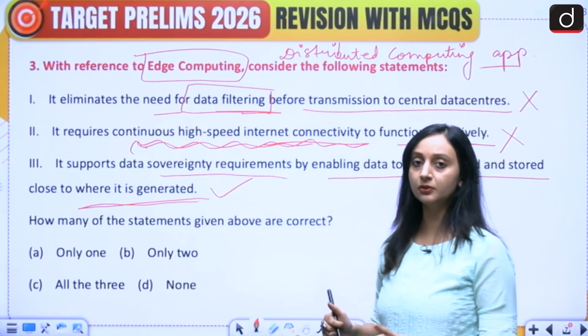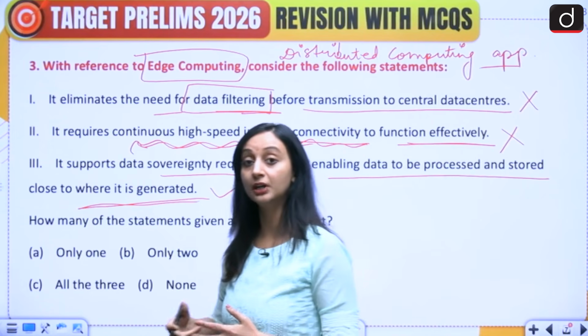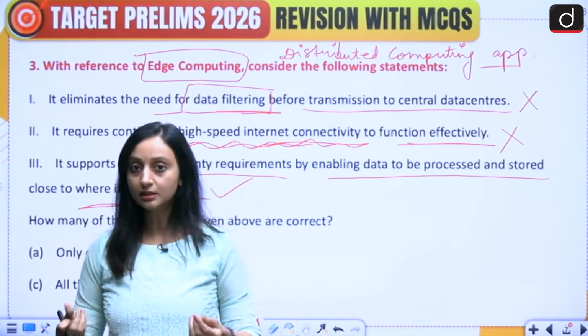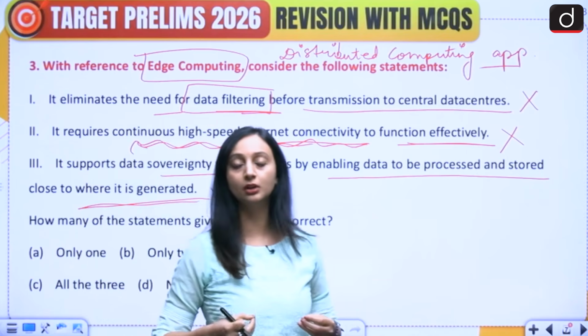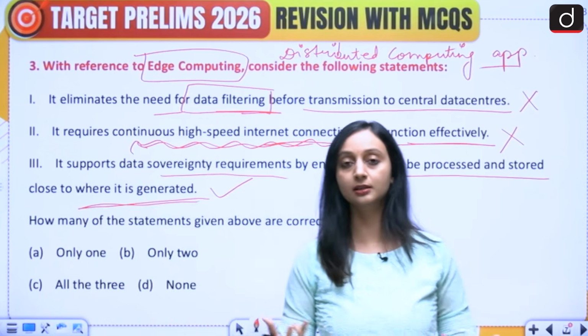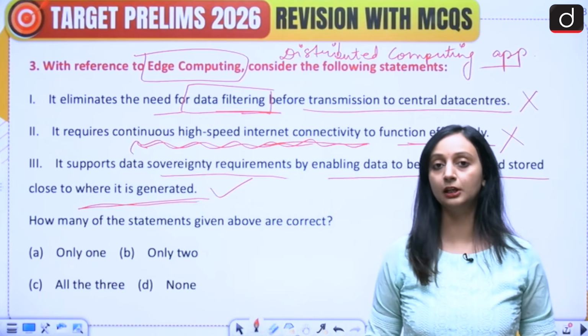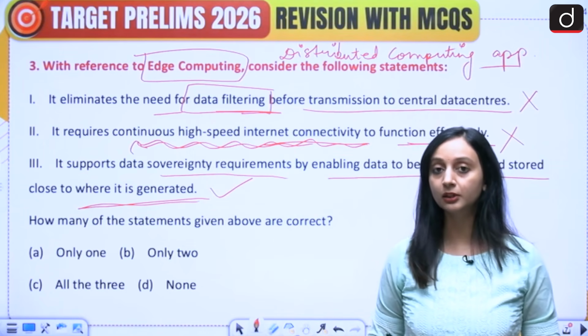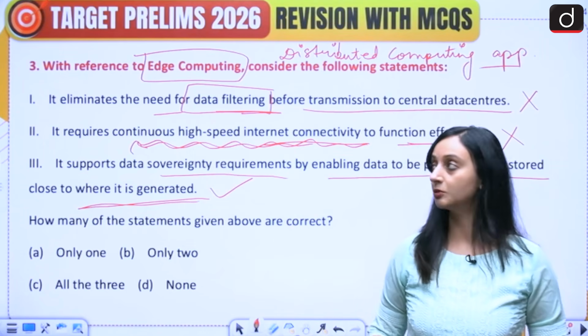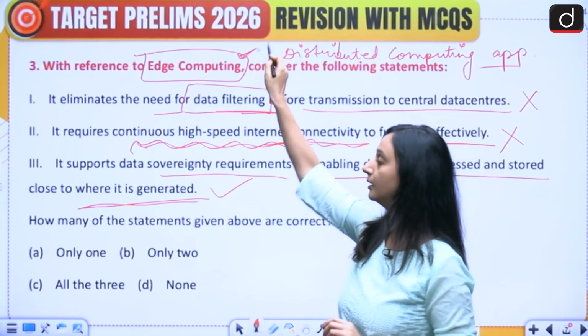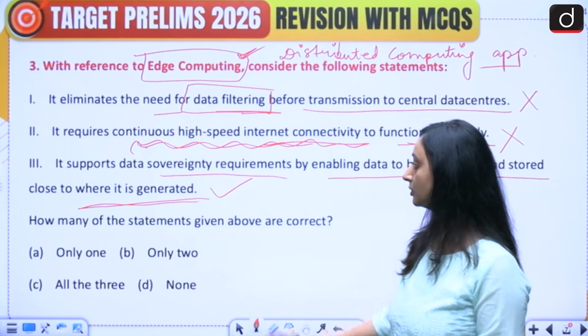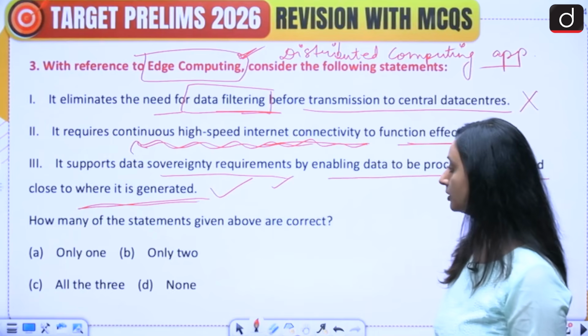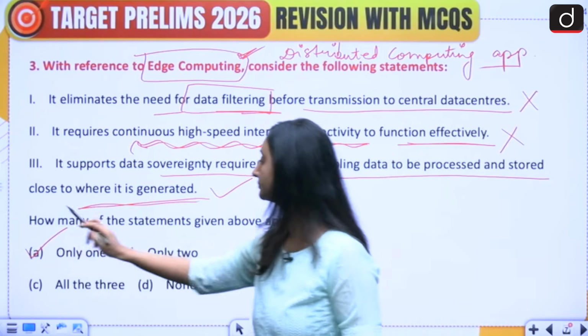Self-driven cars also have an anti-braking system, so there are sensors that do real-time computing. They analyze the situation and real-time decisions need to be taken, and many times this will be in remote locations where the bandwidth is not very good, so in those times we see edge computing coming into play. Okay, so this statement is correct. How many are correct? So only one.